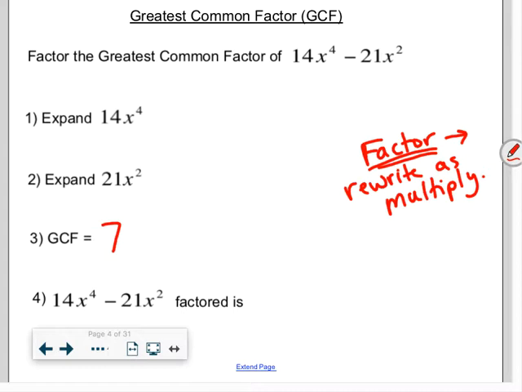So do you use the factor tree whenever you don't know what the greatest common factor is? Yes, only use the factor tree if you don't know what the GCF is. Otherwise, you just look at it. I'm not going to make you do factor trees. So, they both have an x squared.